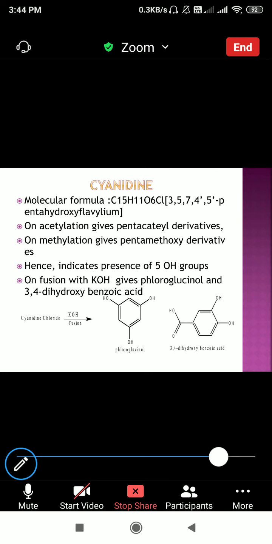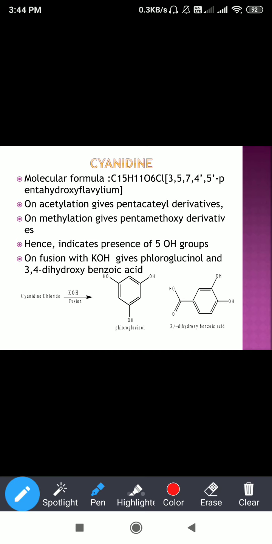Let's see the first anthocyanin, that is cyanidin. It has a molecular formula C15H11O6Cl. This is the molecular formula of cyanidin chloride. The IUPAC name of cyanidin is 3,5,7,3',4'-pentahydroxyflavylium. It has a flavylium nucleus in its structure and 5 hydroxyl groups present at 3, 5, 7, 3' and 4'. On acetylation, it gives a pentaacetyl derivative, and on methylation, it gives a pentamethoxy derivative. Then the formation of pentaacetyl and pentamethoxy derivatives confirms that it has 5 hydroxyl groups in its structure.